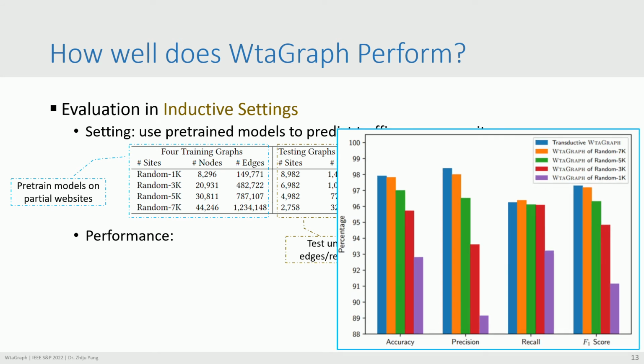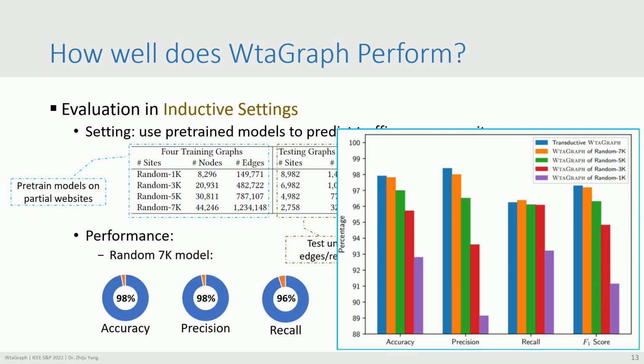On the very left, we have WtaGraph in the transductive setting for comparison. As you can see, the message is that, for example, with this random 7K model, that is, we train the model with a graph built with 7K website traffic. With that, the performance accuracy is like 98%, precision 98%, and the recall 96%. It's very close to the model in the transductive setting. But as you can tell, the larger the graph, the better performance you will have.